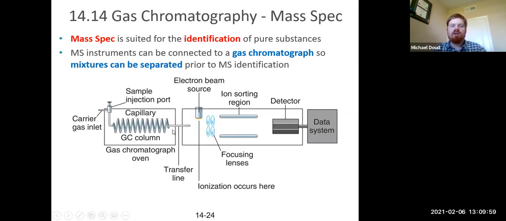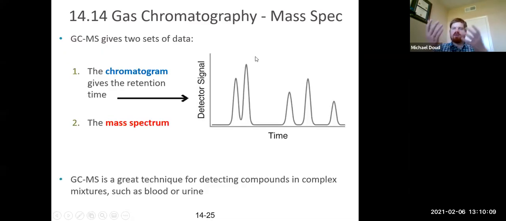mass spectrometer. So with this mass spectrometer, you ionize it, then there's the ion sorting region, and then you have your detector, and that goes to the data system here. So rather than just having a mass spectrum of a whole sample, you separate out the sample into all of its components, and then you get a mass spectrum for each of these peaks. There's a mass spectrum representing this peak, a mass spectrum with this peak, and you can identify the different components of a mixture in this way.